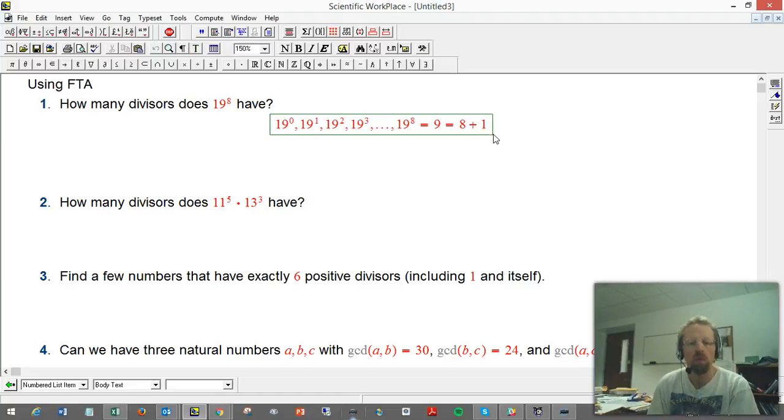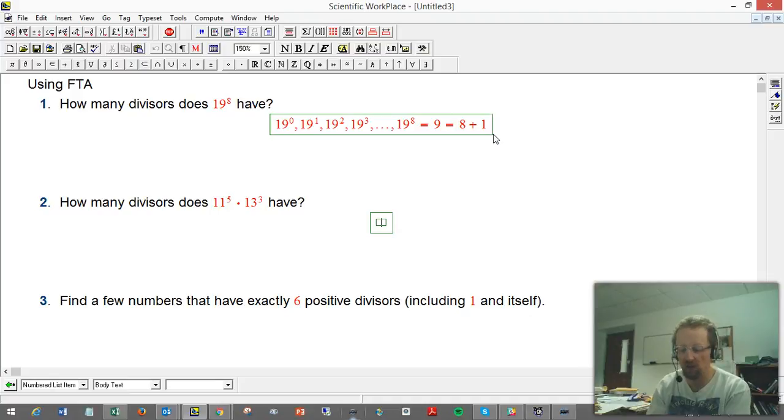What about how many divisors does something that's not just a power of a prime have? Well, we could start just listing them out. 1 works, 11 works, 13 works, 11 squared works. Well, and then 11 cubed times 13 squared, that seems a little random. But the previous problem gives us a big hint in terms of how to think about this.